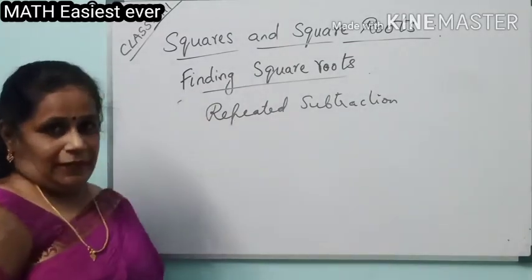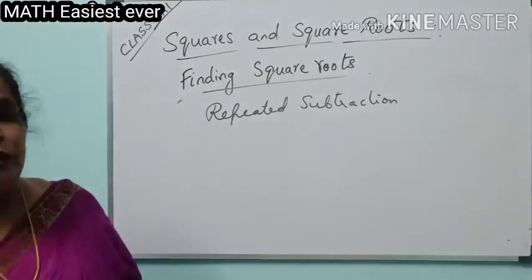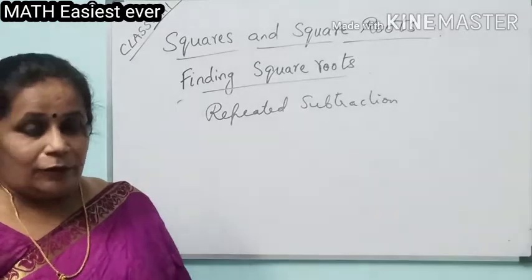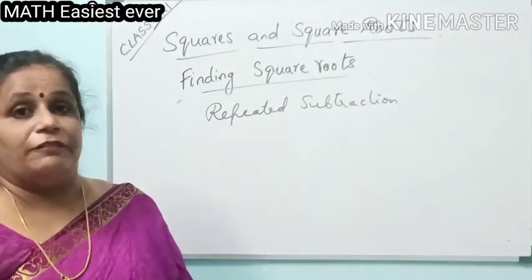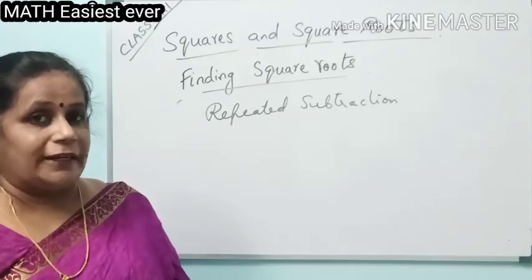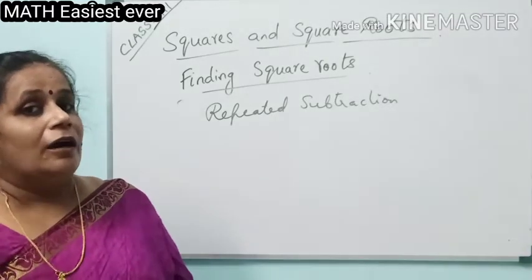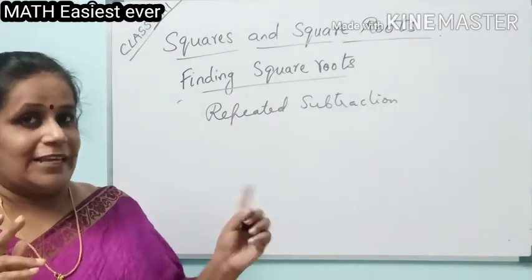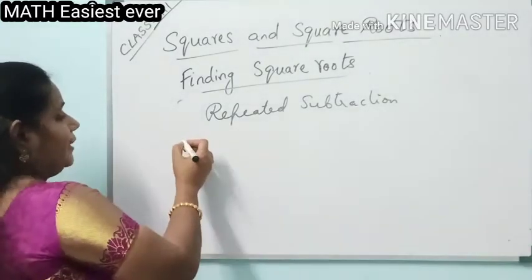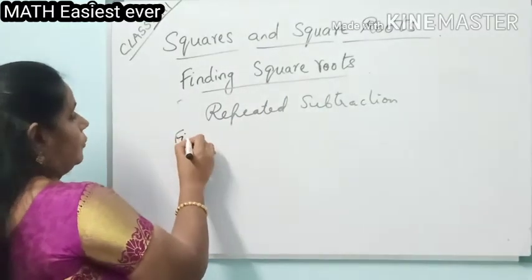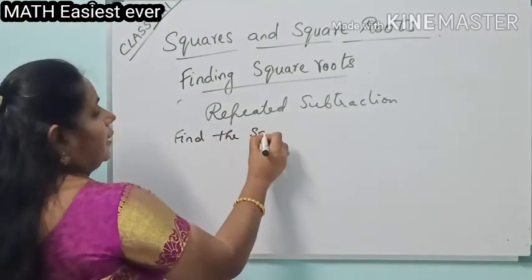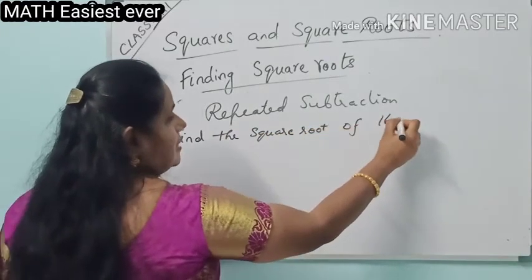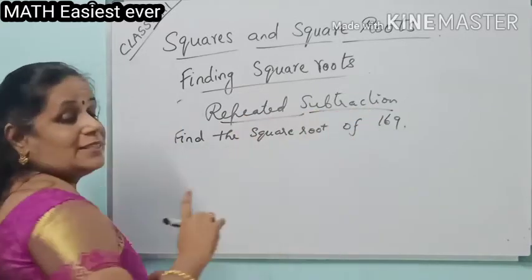Repeated subtraction means when you are given a number, you have to go on subtracting odd numbers from it. You know odd numbers: 1, 3, 5, 7, like that. You have to keep subtracting the odd numbers from the given number until you get 0. Okay, let's get started. I am going to find the square root of 169.